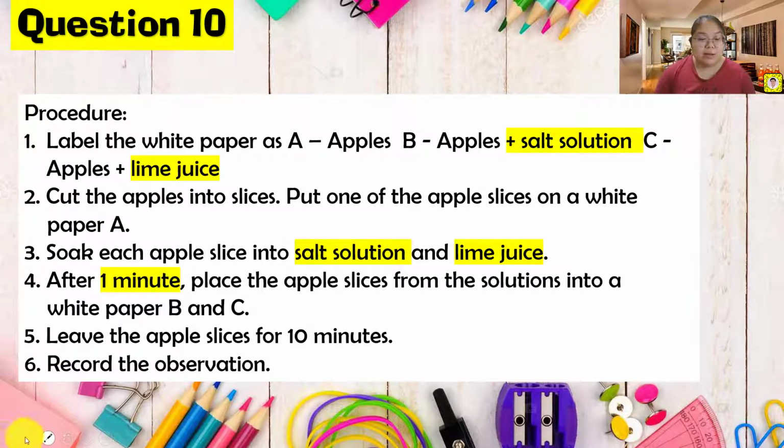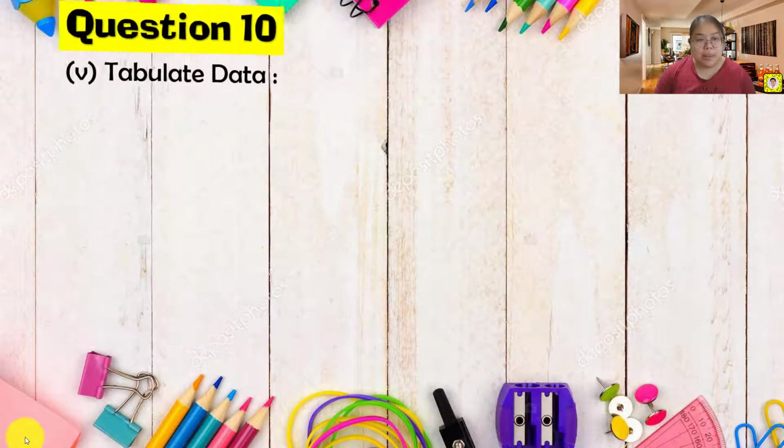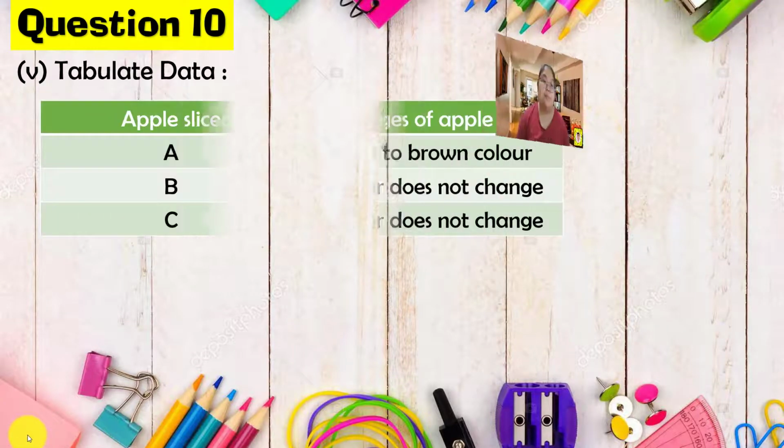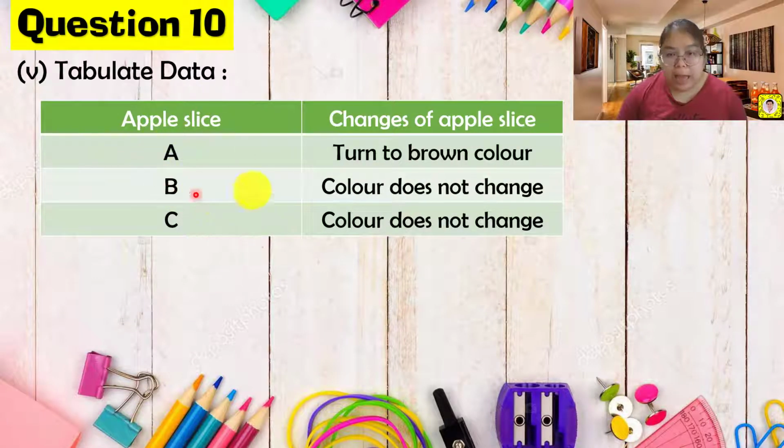Now we continue. After the procedure, the next one should be the table of data. Okay, let's see the table of data. We must use table form. One part should be MV and another one should be RV. So the apple slices, that means the papers just now labelled A, B, C, become the manipulated variable. You also can say the type of the solution. But for the type of the solution, the first one doesn't have any solution, so we mention that it's empty.